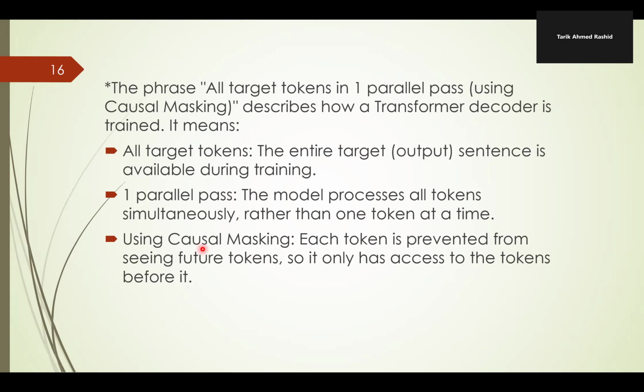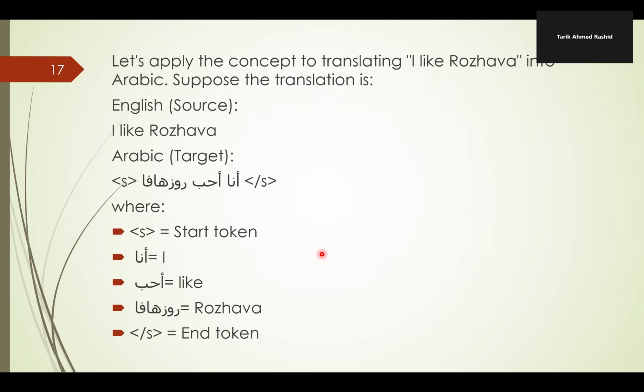However, here we are using causal masking. Each token is prevented from seeing future tokens. Each token can attend to itself and its previous tokens, but it cannot see the future. And I give you an example here.